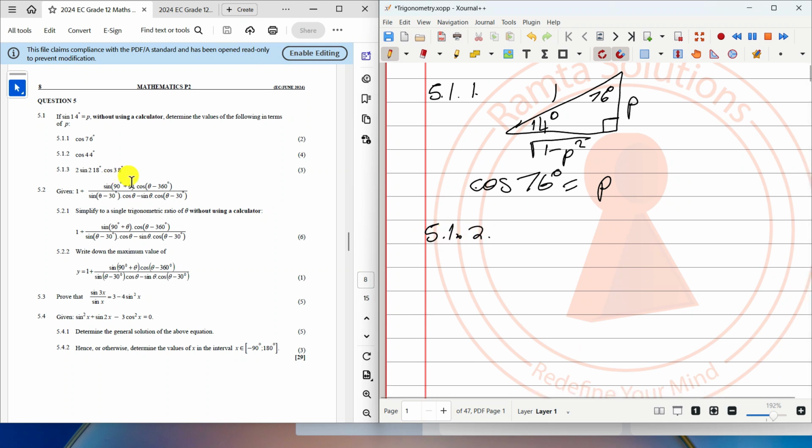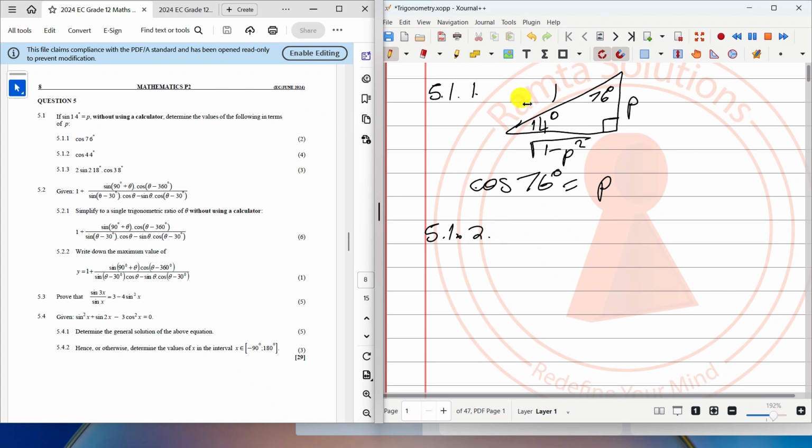5.1.2: cos 44. We now need to think of compound angles of cosine. 44 is 60 minus something, 60 minus 16? No, it won't work. Okay, 30 plus 14, because we have 14 here, right? So cos 44 degrees seems to be cos of 30 degrees plus 14 degrees, isn't it? And this is a compound angle of cosine.